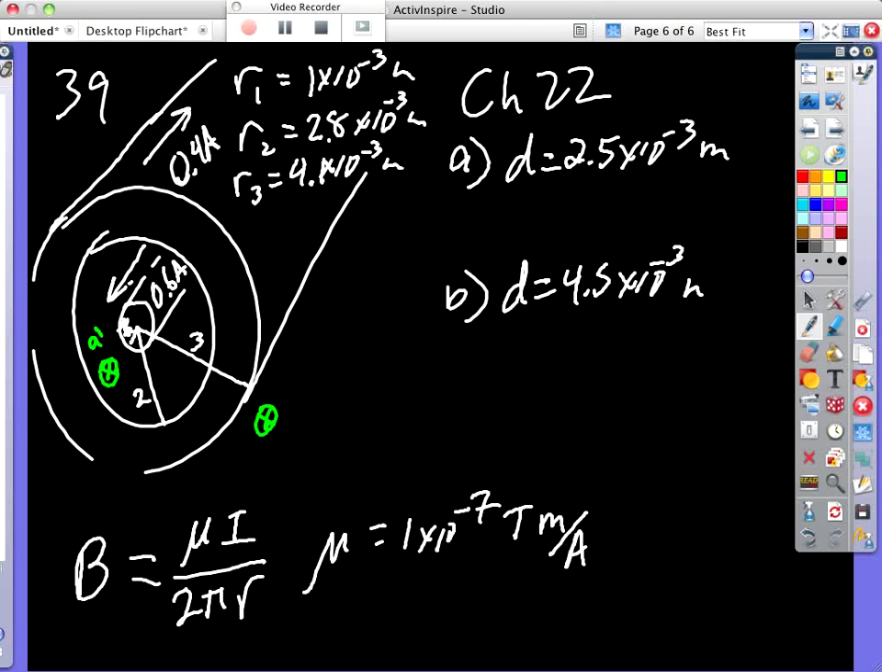So this is part A, and that's part B. So we have to find the magnetic fields at those points. Now, let's see if we can remember.